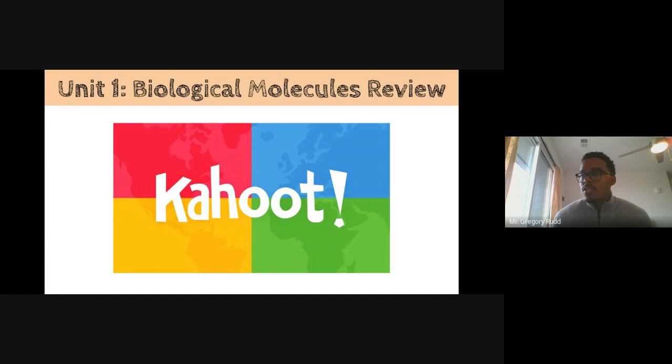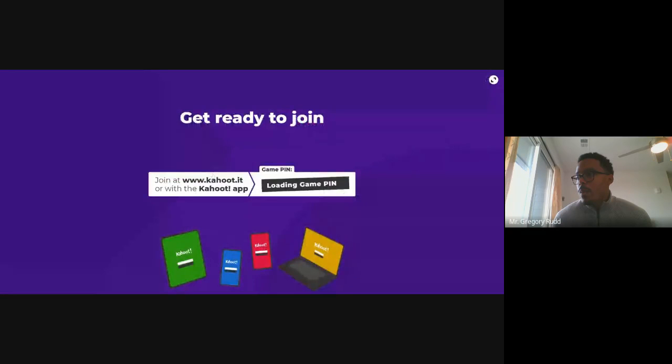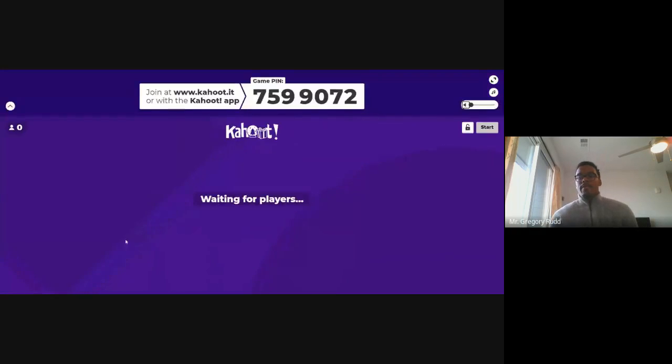29 questions, let's do it. It's going to take a little while, but we have nothing else to do except for the asynchronous assignment. All right. Go to www.kahoot.it, and the game PIN is 7599072.